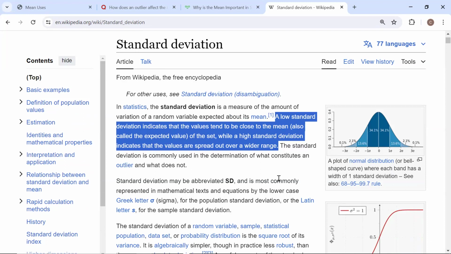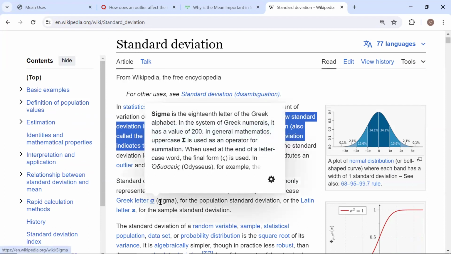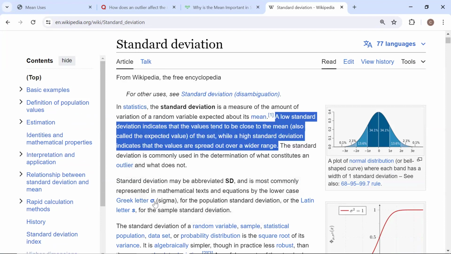The symbol just now that I drew is actually known as sigma x. So that is standard deviation. Let's go back to the question. Remember, high standard deviation means more spread out, lower consistency. Low standard deviation, less spread out, higher consistency.